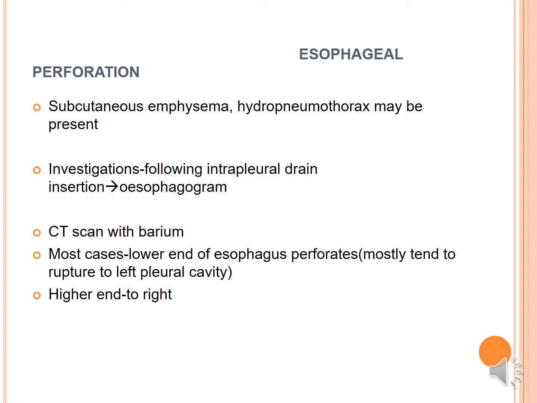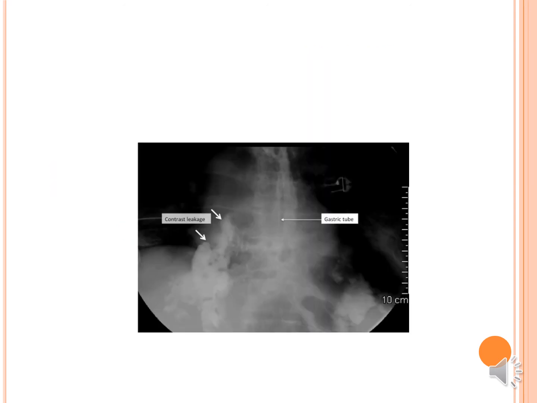following intrapleural drain insertion, that is the ICD, as well as the esophagogram can be done. CT scan with barium also can be done. In most cases, the lower end of the esophagus perforates and mostly tends to rupture into the left pleural cavity, the higher end mainly onto the right.